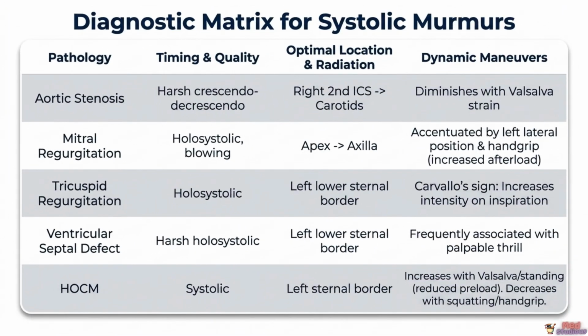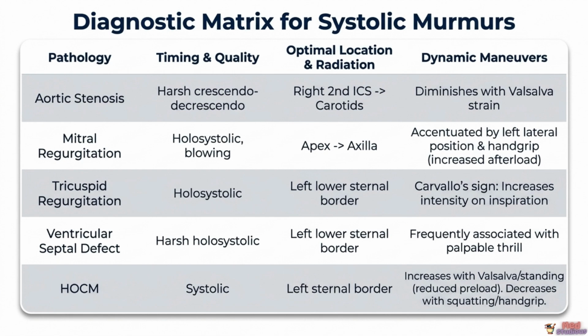Systolic murmurs each carry a distinctive diagnostic fingerprint across 4 dimensions: pathology, timing and quality, location and radiation, and response to dynamic maneuvers. Aortic stenosis produces a harsh, crescendo-decrescendo murmur radiating from the right second intercostal space to the carotids, and critically, it diminishes with Valsalva strain.